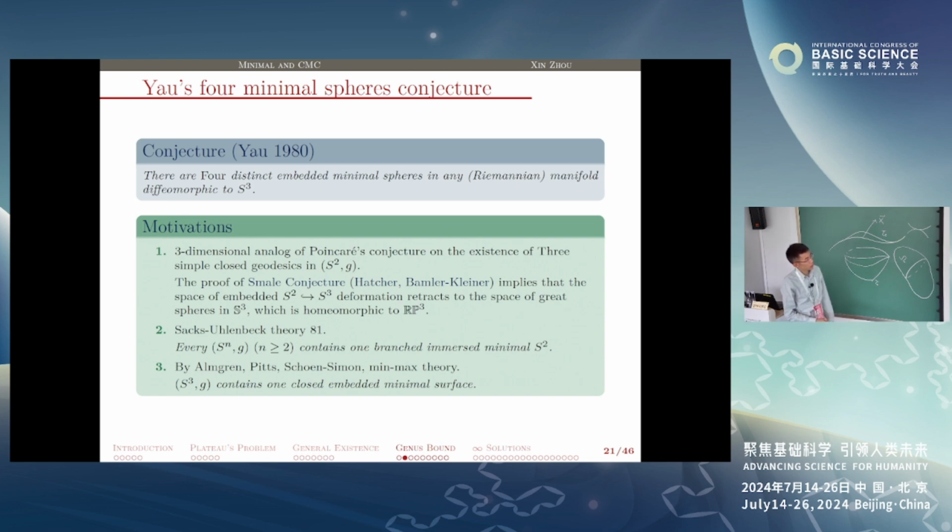Another motivation was the Sacks-Uhlenbeck theory, who proved that any n-dimensional sphere, when n is greater than 2, always contains at least 1 branched immersed minimal 2-sphere. So back to that time, we know the existence of solutions which may not be as regular as the conjecture expected. But we also have the Almgren-Pitts-Simon theory, which tells us that when you apply it to S3, you always get at least 1 closed embedded minimal surface, even though we don't know the topology yet. So combining all, I think it was very tempting to make this conjecture.